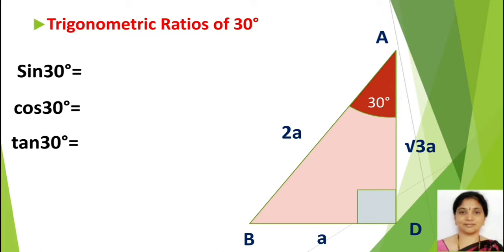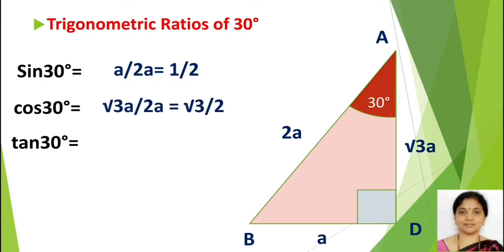First, sine 30 is nothing but opposite by hypotenuse. Opposite means here we have to take the BD value. So BD by AB, that is A by 2A. A and A will get cancelled. We get 1 by 2 as the value. So sine 30 degrees value is 1 by 2.